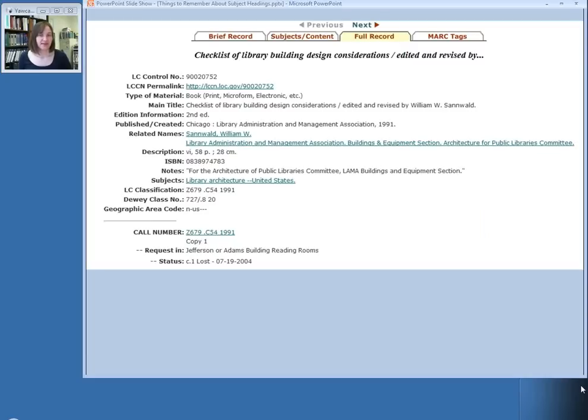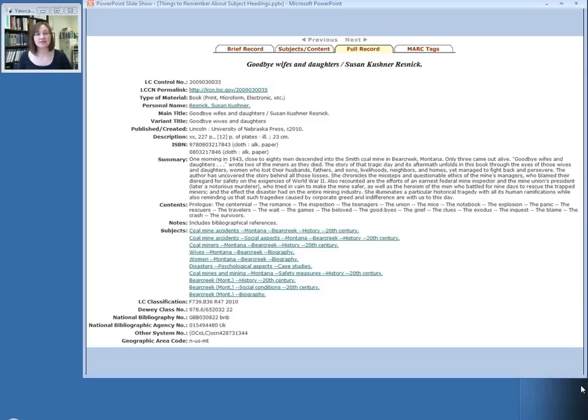The number of subject headings on a record can vary. You can just have one. In this case, Library Architecture, United States, seems to sum up the topic of the book pretty well. You can also have many more. There used to kind of be a rule of thumb that 6 was the maximum, but that's really based more on card catalog displays, and so you'll often see records with as many as 10 subject headings, like this one.